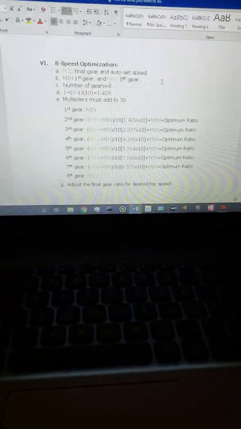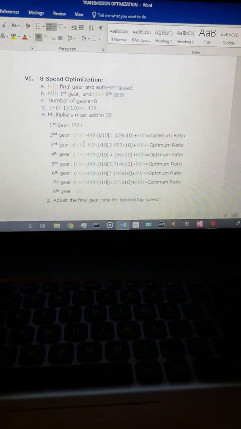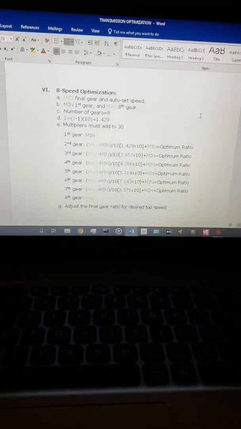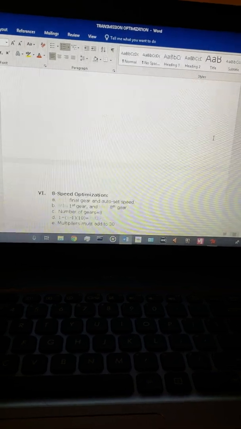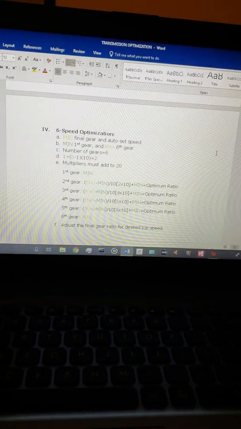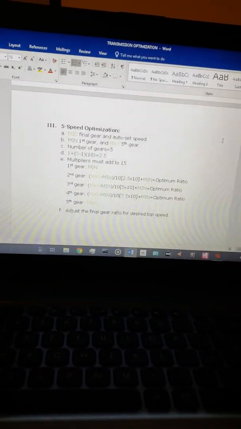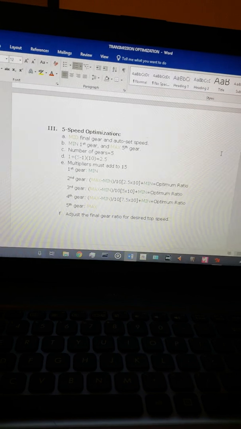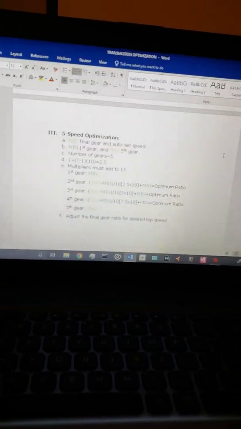But yeah, take screenshots of these equations and stuff that I made for you guys. It all works. You can test it out yourself, and like I said, fine tune it based off of the vehicle. Like if it has turbo lag, make the first gear shorter to compensate for that turbo lag.